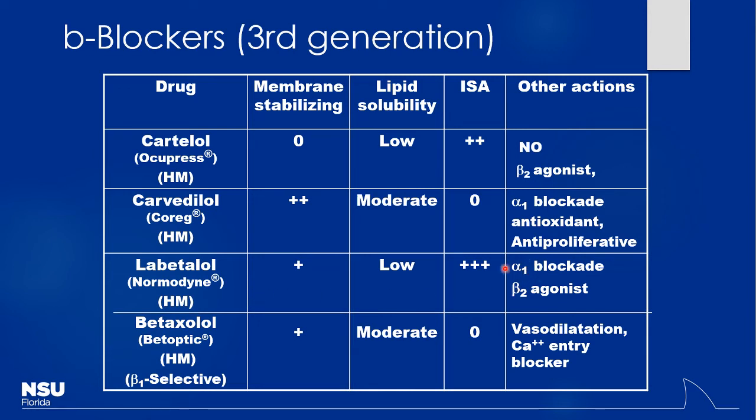Labetalol, this one has some alpha-1 blockade, which we mentioned will lower blood pressure. It actually has some beta-2 agonism. So what would that do to blood pressure?